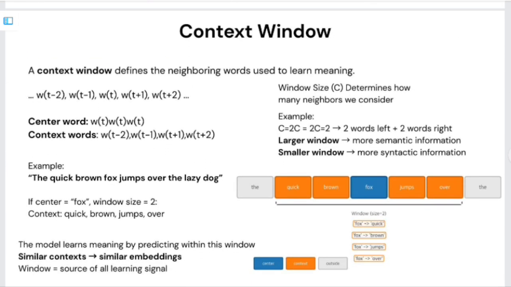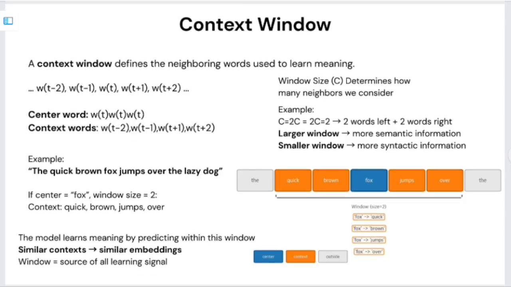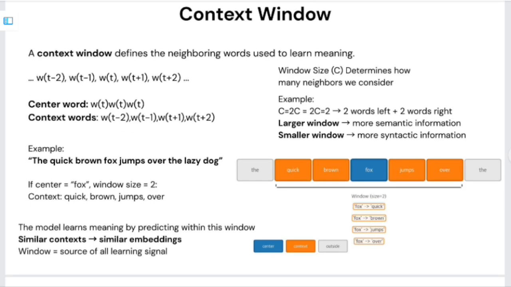Now come to the context window. Let's take the key idea we just discussed, that meaning comes from the context, and make it more precise. To do this, we define something called a context window. Imagine you are reading a sentence and at any given position you focus on one word. This is what we call the center word.